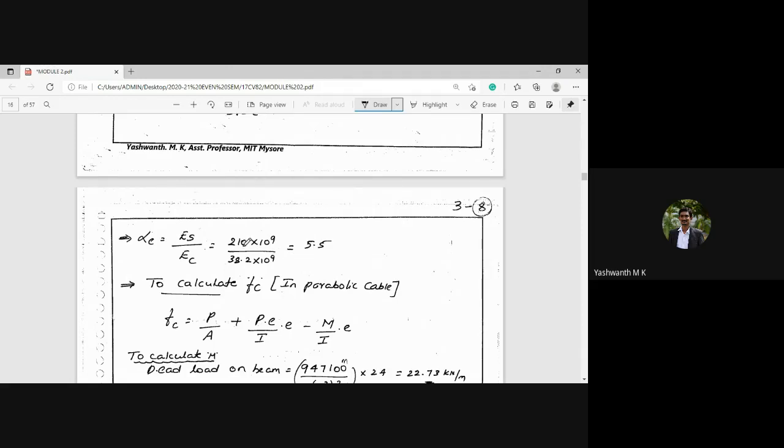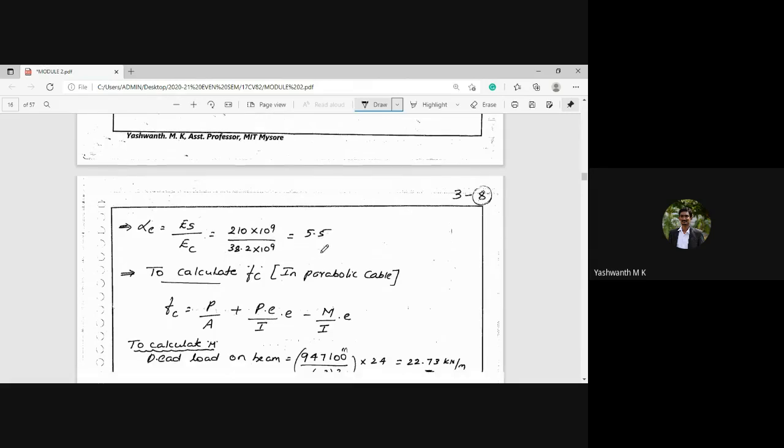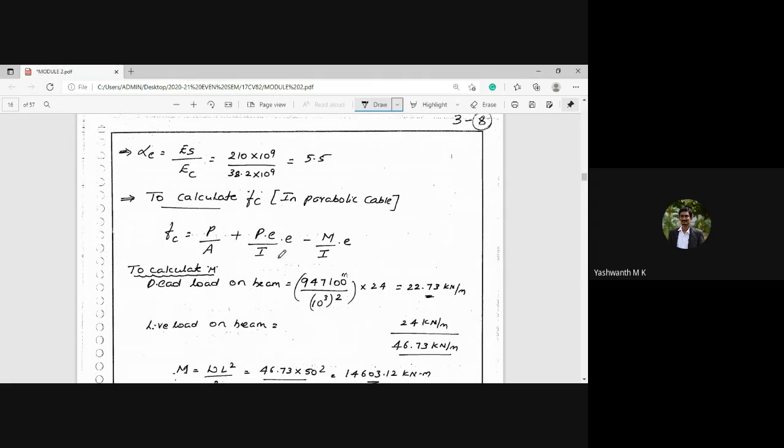So then it will become 210 to the power of 9 divided by 38.2 to the power of 6. All those things you need to be very careful about while substituting. Which will get you a modular ratio of 5.5. Next comes a very important thing, that is the compressive stress in concrete at the level of steel, that is FC.